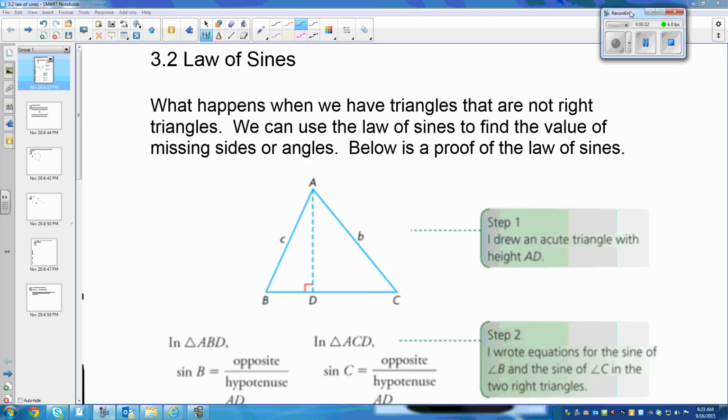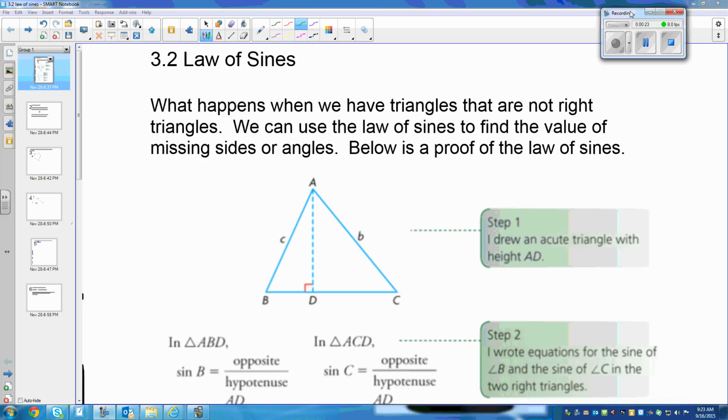So now we're going to really talk about acute triangles. That's what this entire unit is about. Acute triangles, right, Matt? What is an acute triangle? Triangles that have angles all smaller than 90 degrees.